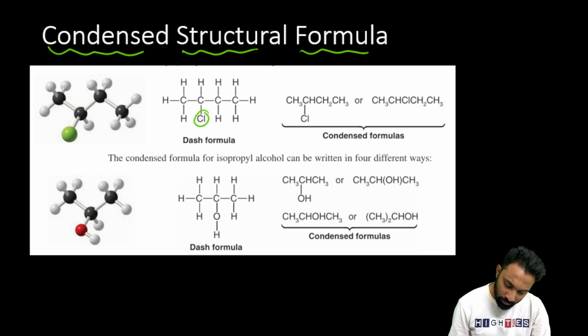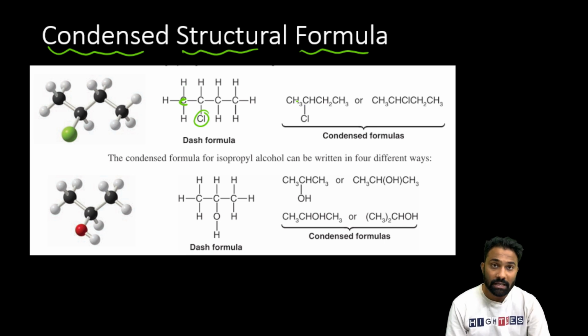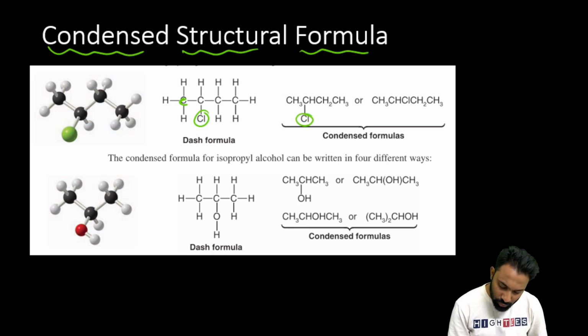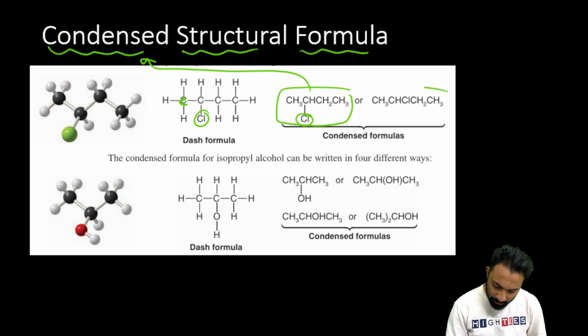Now this 2-chlorobutane: in the dashed line formula we have the carbon and hydrogen and the carbon bonds represented, but in the condensed form no such bond is represented. We only show the substituent, but for the straight chain we do not show any bond between the carbon and hydrogen and the carbon. This type of formula we call the condensed formula. Clear? We can represent it in this manner also.